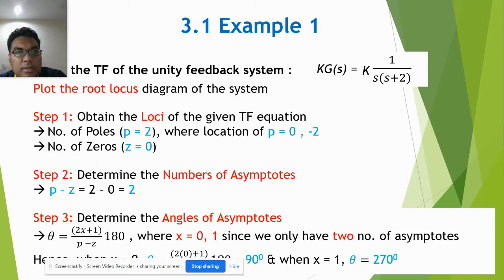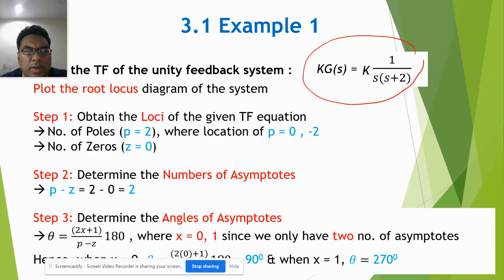Okay, so let's see this example. Given the transfer function of the unity feedback system is this, you need to plot the root locus diagram for the system. Okay, so this is the information that we get from the step by step of how to draw the root locus.